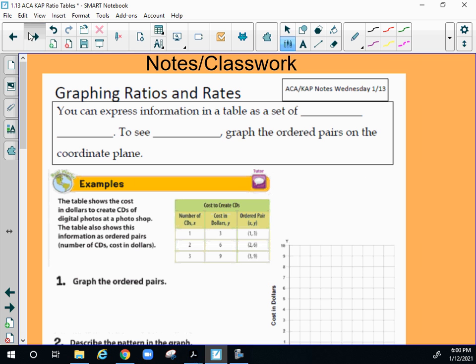All right. Our next section is going to be graphing ratio tables. So it says you can express information in a table as a set of ordered pairs.